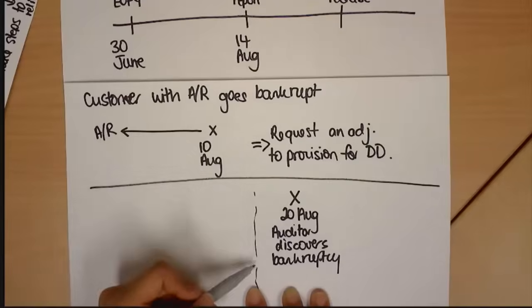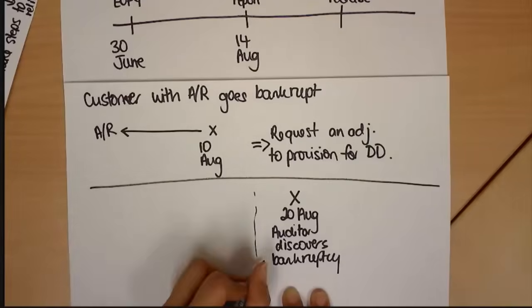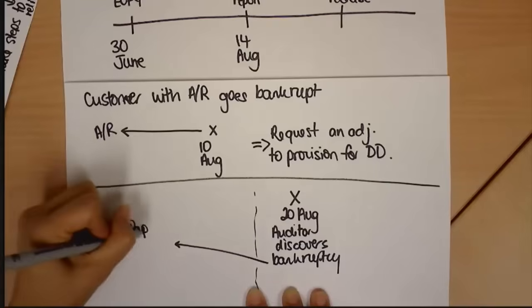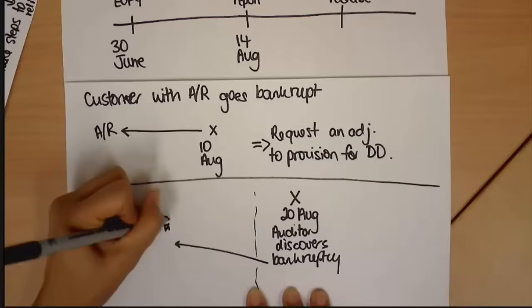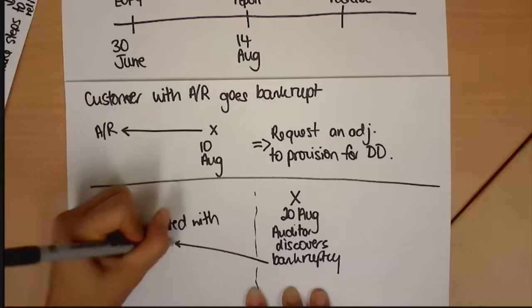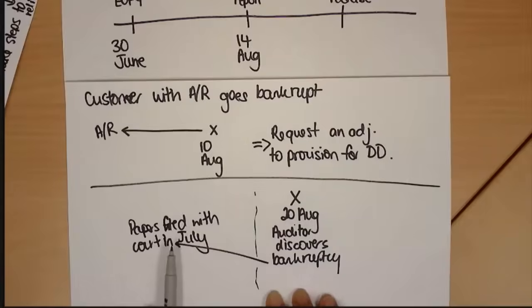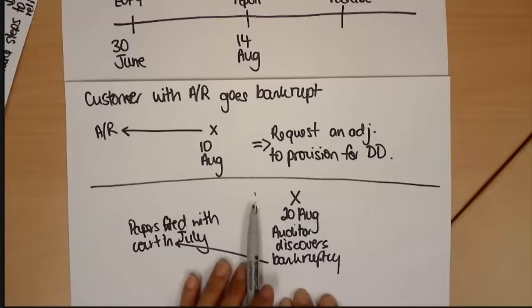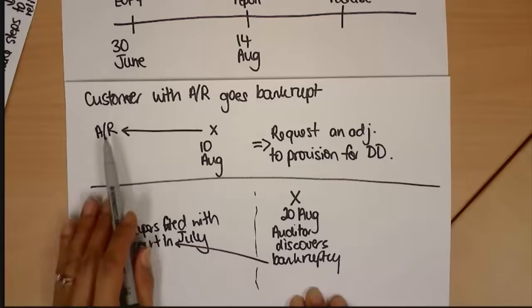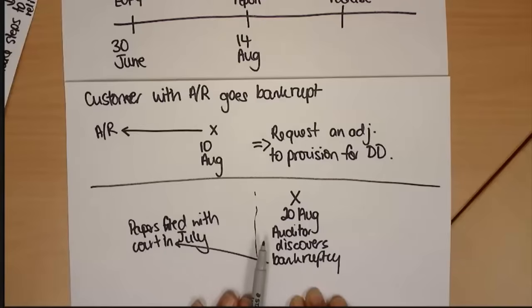What if papers were filed with the court in July? So in July, if the papers for the bankruptcy were filed, then the auditor should have been able to find that information. As a result, we should go back and investigate. If the adjustment is required to accounts receivable, we need to request management make that adjustment and give a new audit opinion.